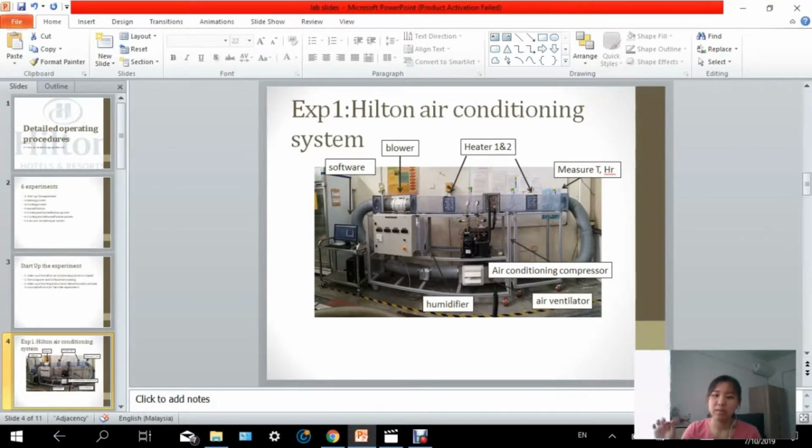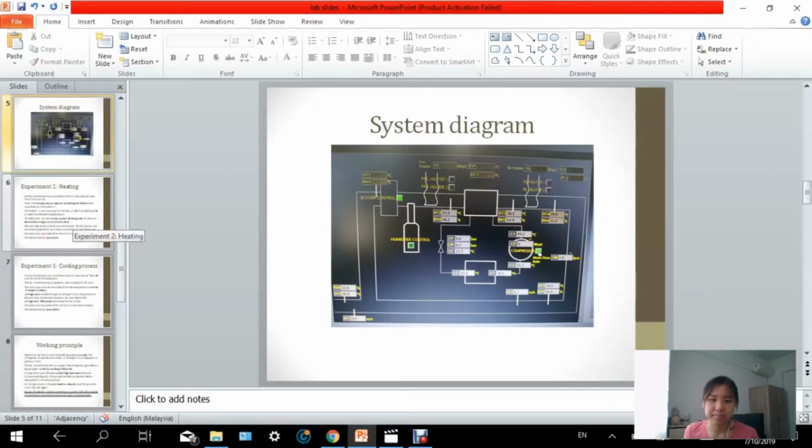The air ventilator lets the air blow in, and the blower will draw the air into the heater to make the heater heat the air. And the compressor will make the air become cold, and it will pass through the air ventilator after that. So this is one example of the system diagram. This is for experiment 5. We have the blower, humidifier, and the compressor.